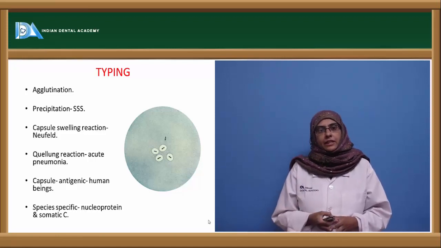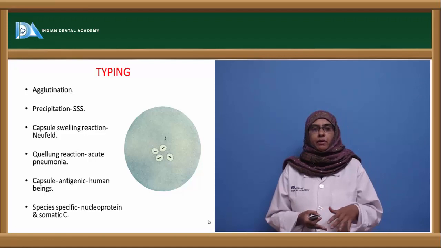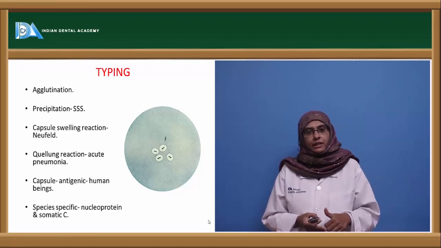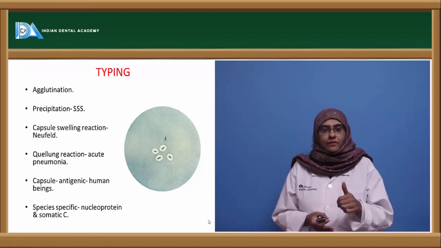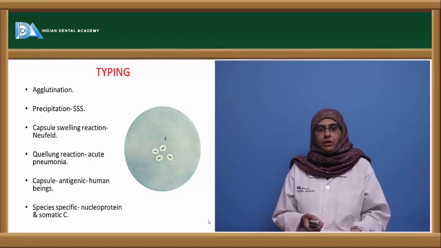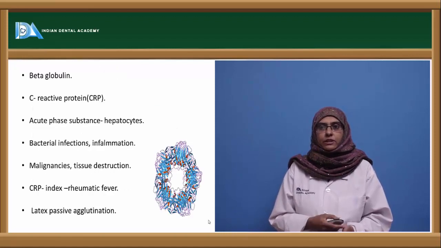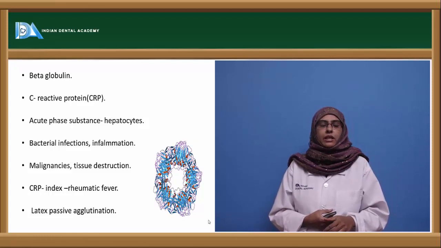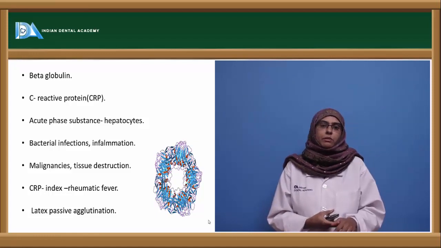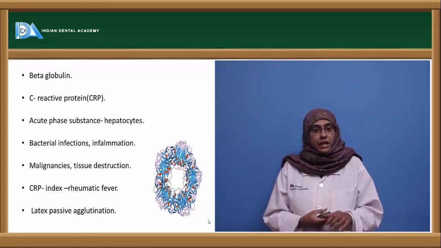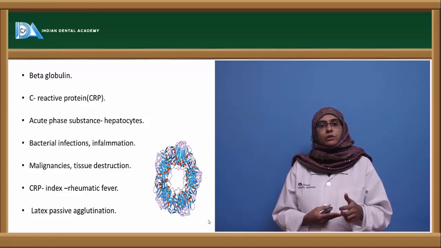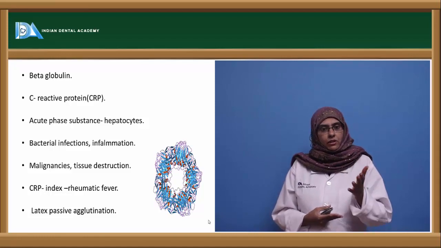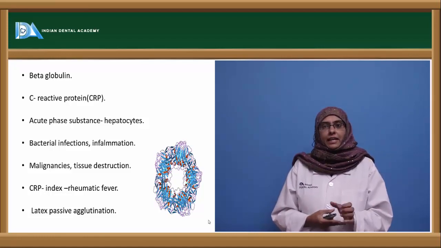The other tests that are usually carried out are with the help of a species specific nucleoprotein, which is deeply seated inside the organism, and a somatic C antigen, which helps us to know the type specific organism to which it belongs. Apart from this, during this type of infection, that is pneumonia, a specific protein is produced inside the human body which is called a beta globulin. It is able to agglutinate the somatic C antigen, and this is also given another name, which is called C-reactive protein.